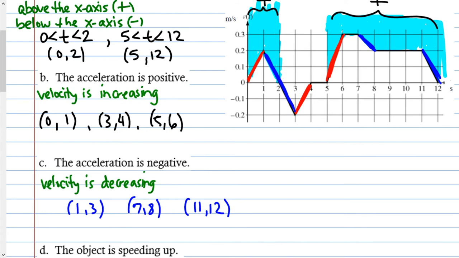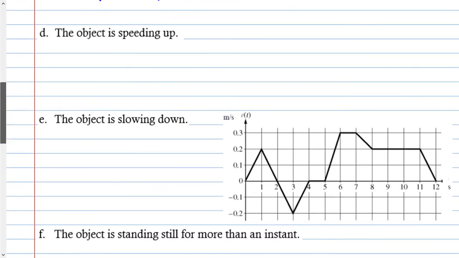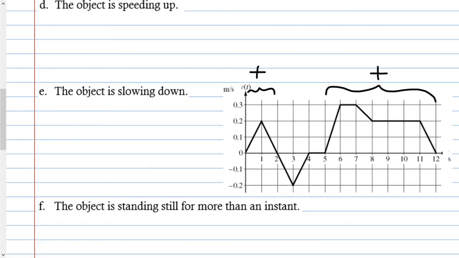Okay, part D. I'm going to have to use the new graph over here. Actually, let me copy something real quick. Alright, I copied over the positive. So D says the object is speeding up. So if you look up at the chart, recall when is the object going to be speeding up? It's going to be speeding up when the velocity and the acceleration are the same exact sign.